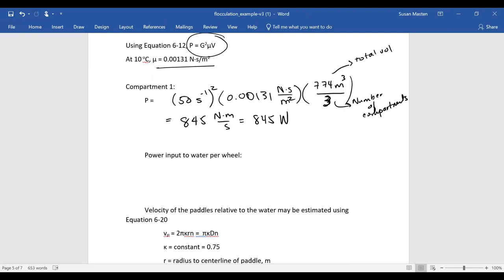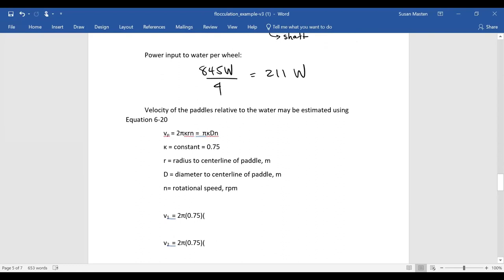The power input per wheel, so this is what I'm supplying to the shaft. It's actually more. This is the water power. The motor power is greater because of the inefficiency. You have four wheels. So the power input per wheel is 211 watts.